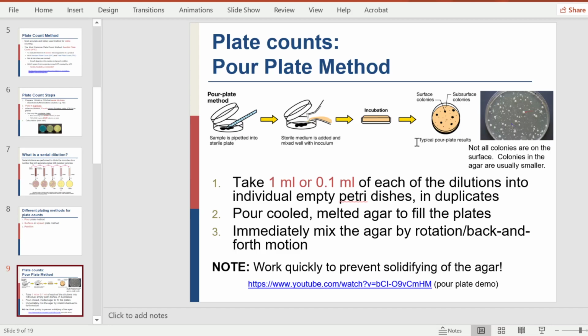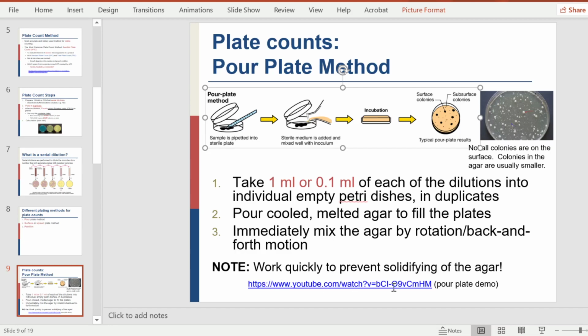You're pouring in the liquid medium, that's why it's called a pour plate. You can take either 1 milliliter or 0.1 milliliter for this, and once you put the inoculum into the plate and put the melted agar on top, you will swish it around a little bit, and that way the agar and the medium with your organism is evenly distributed on your plate. Keep in mind that not all the colonies are going to be on the surface. A lot of them are going to be contained within the agar, since you are placing them not just on the surface, but within as well. So keep that in mind.